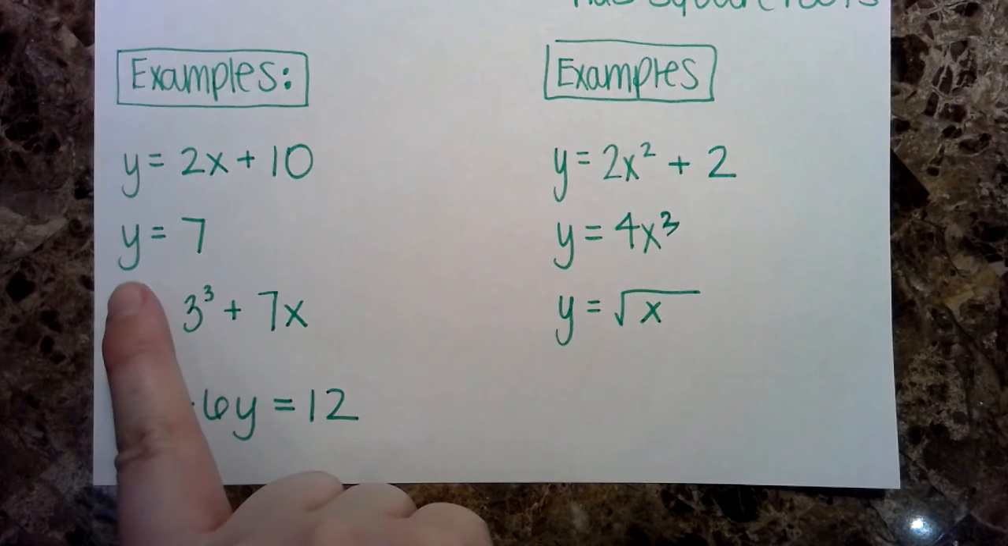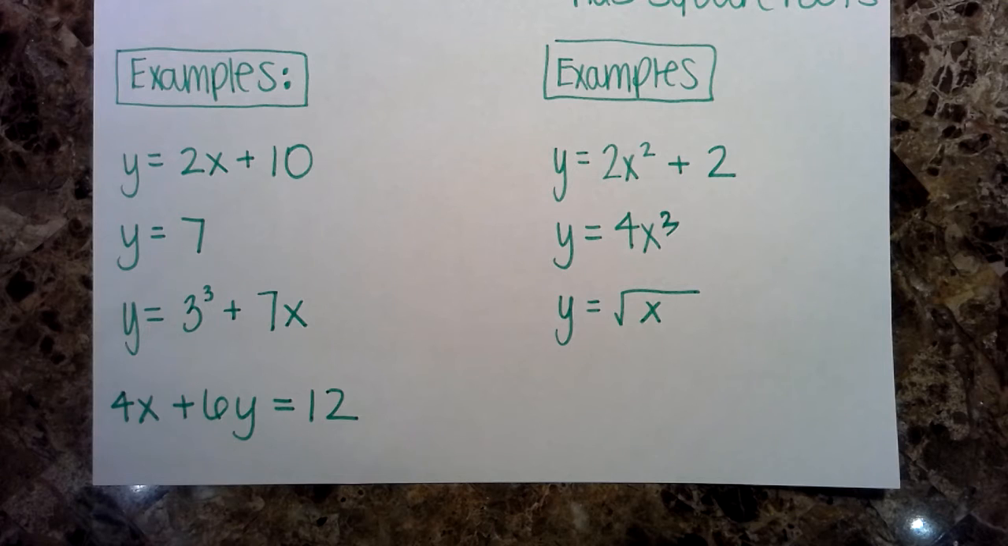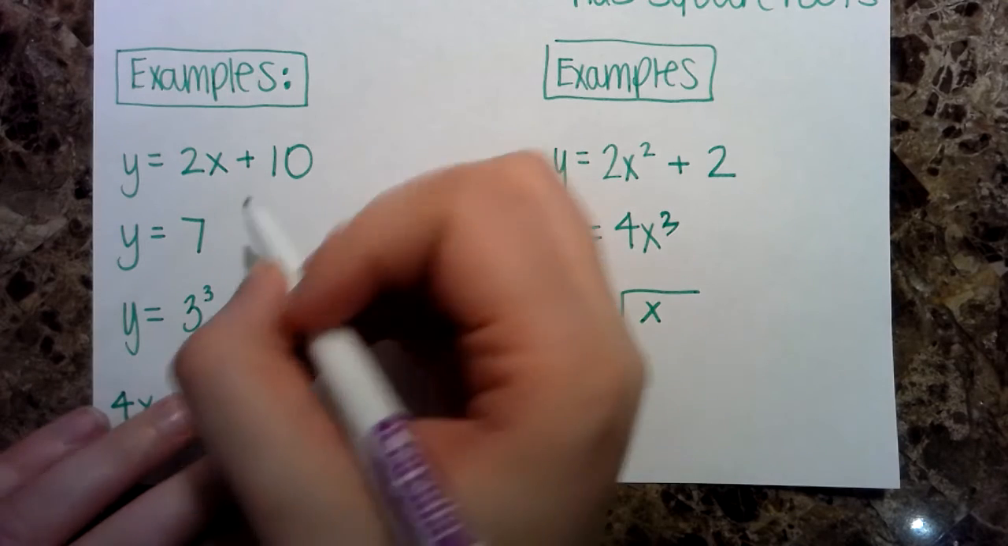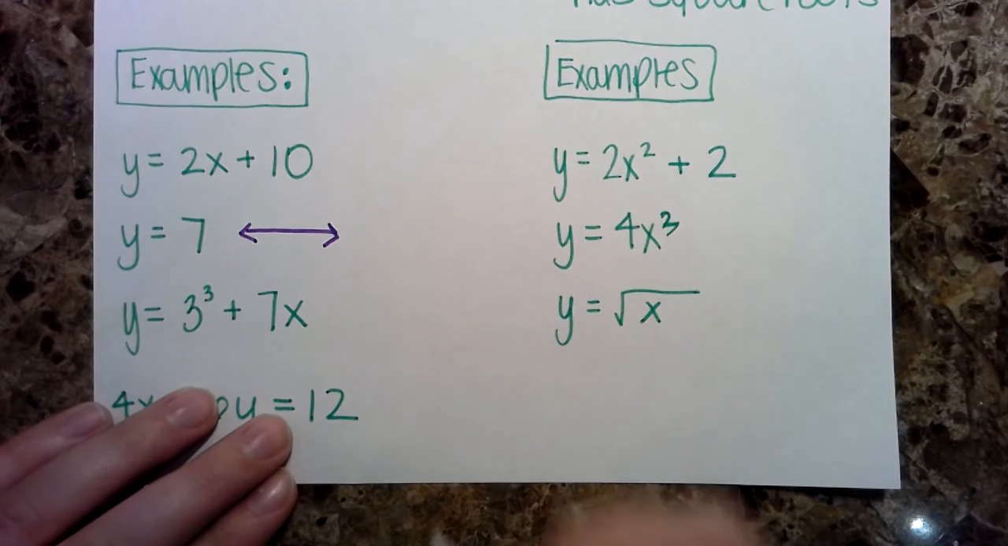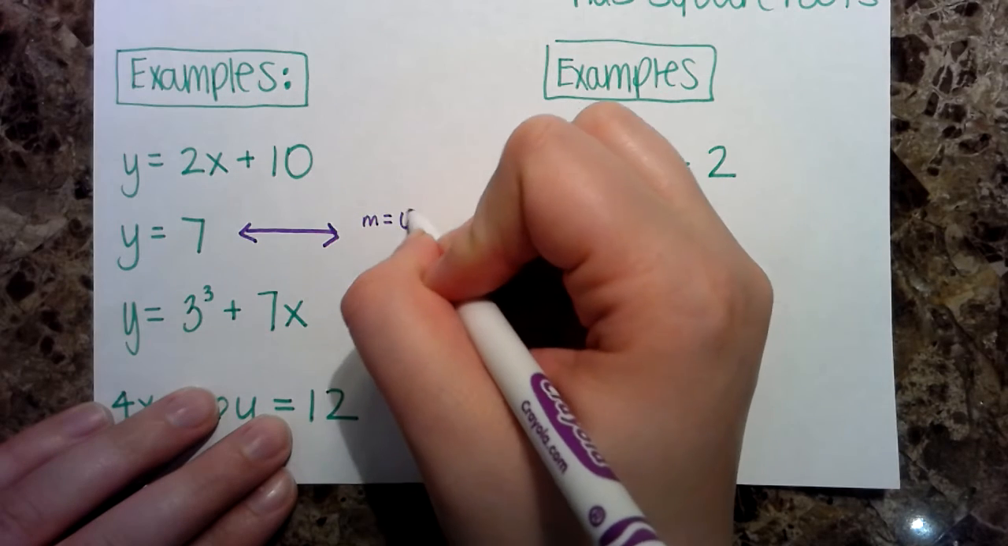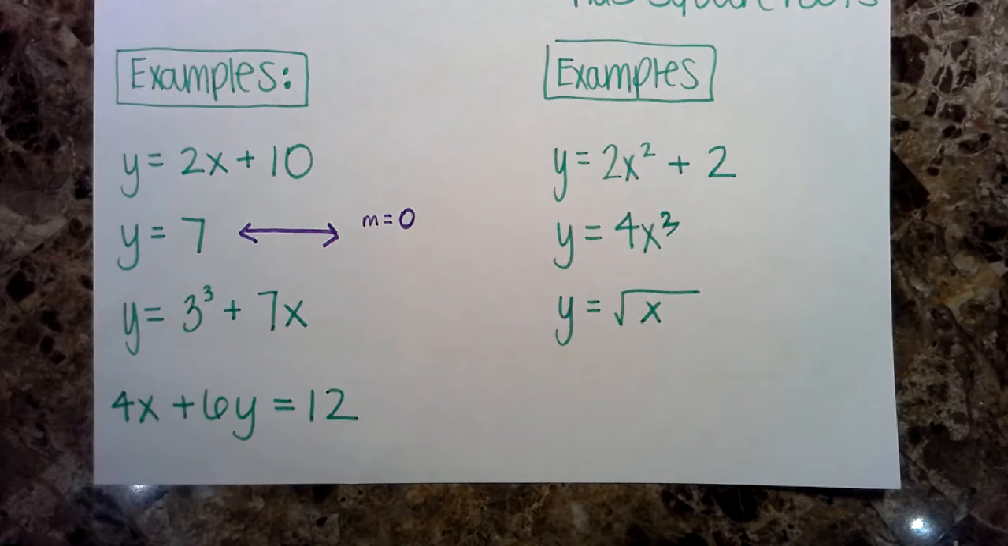Another example of this would be y equals 7. This type of equation, even though it doesn't have a slope, it makes a line that's like this, which is a horizontal line, and it actually has a slope of 0. So this would be an example of a linear equation because it is a straight line.